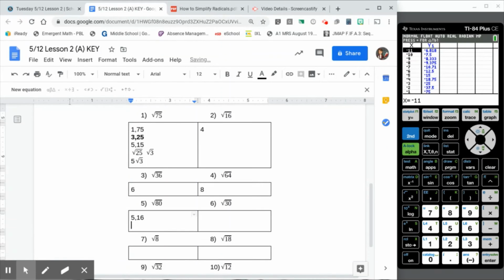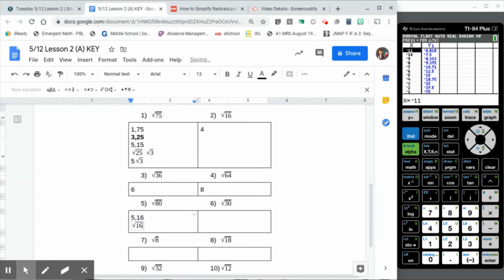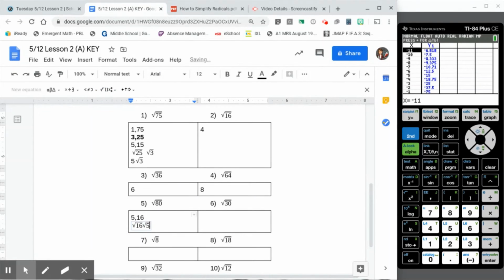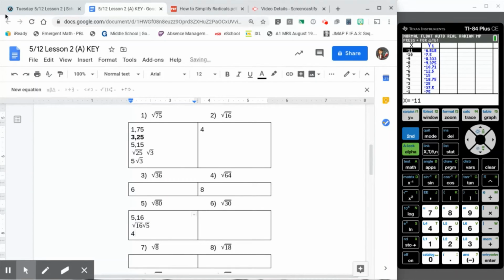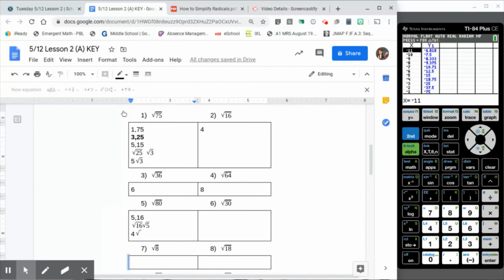We always write our perfect square first. So square root of 16. And then we've got the square root of 5. We can simplify the square root of 16 to 4. And then we just keep the radical 5. Okay. All right, let's take a look at the next one.